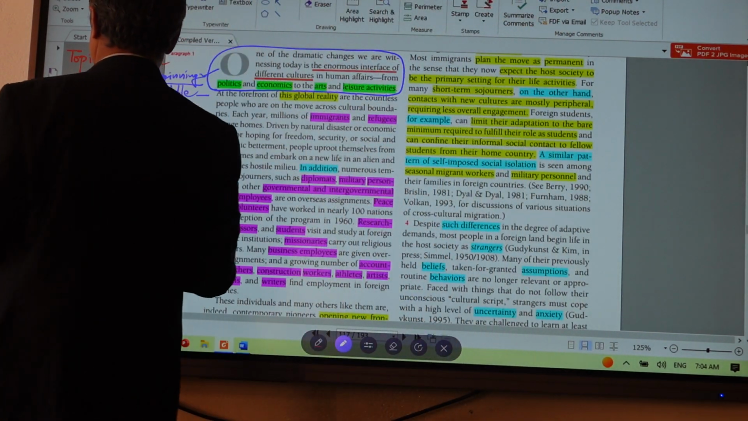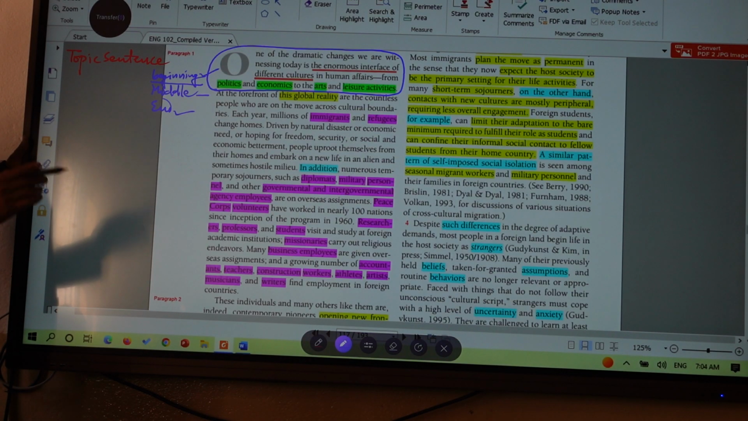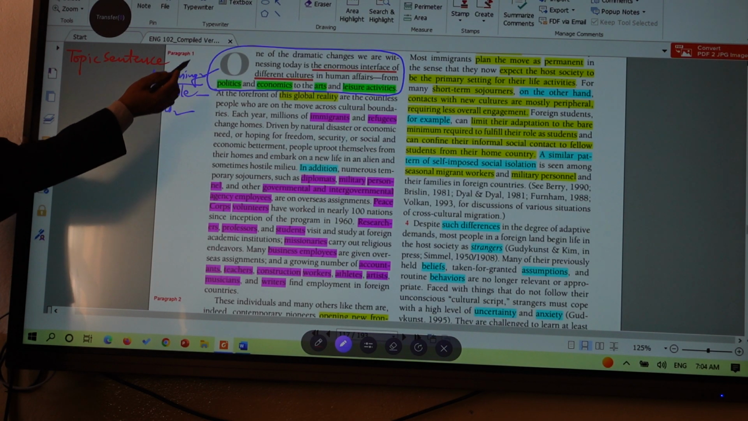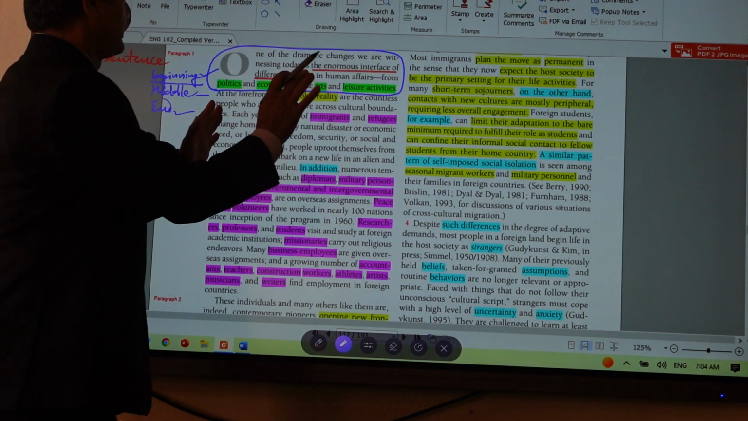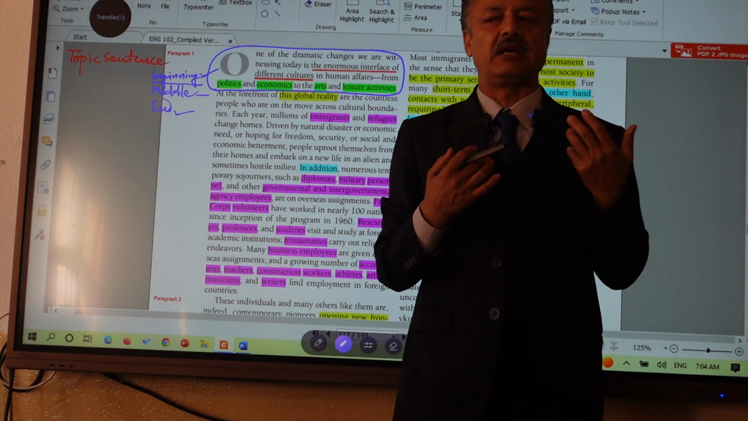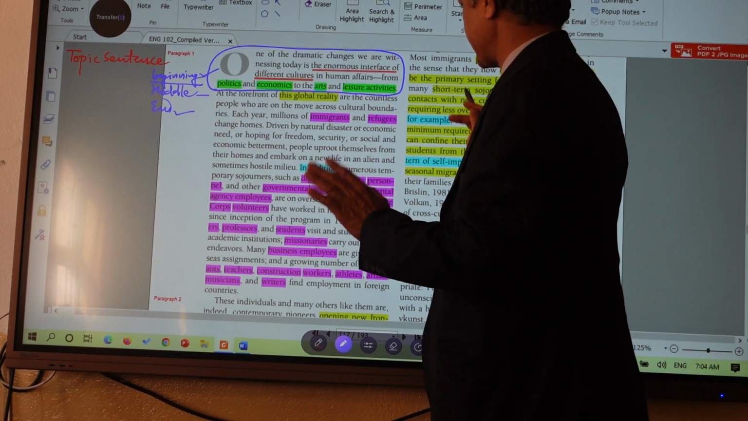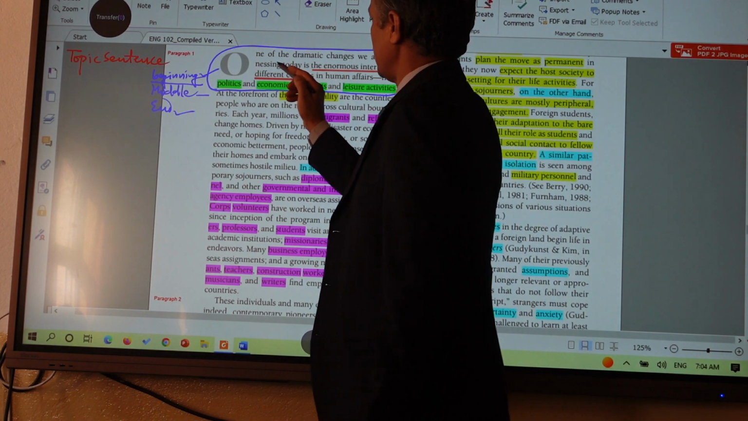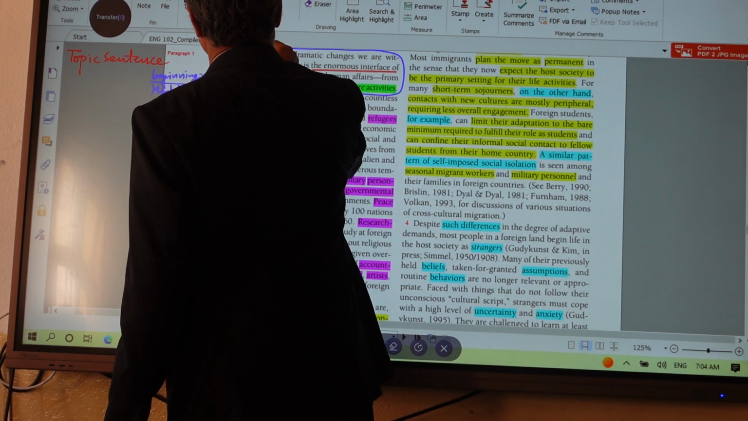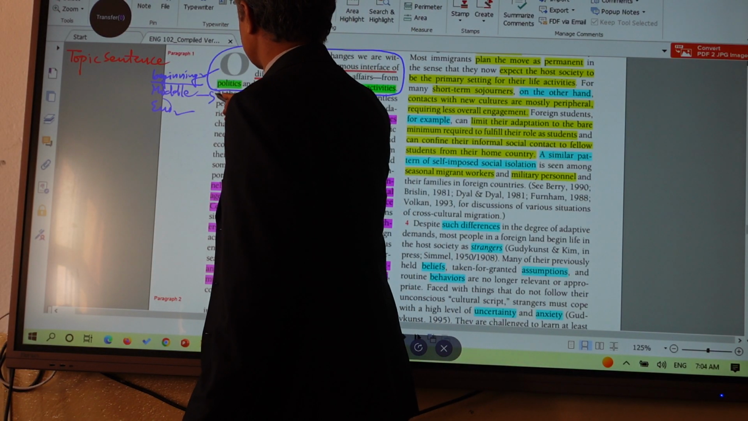Now, in a note copy, in a rough copy, you copy this sentence. Imagine I have copied it. I have copied the sentence. And I initially believe this is the main idea of the paragraph. But I am not sure. Now read next. The second sentence. Let's number this as S1. S1 means sentence 1. This is S2, sentence 2.